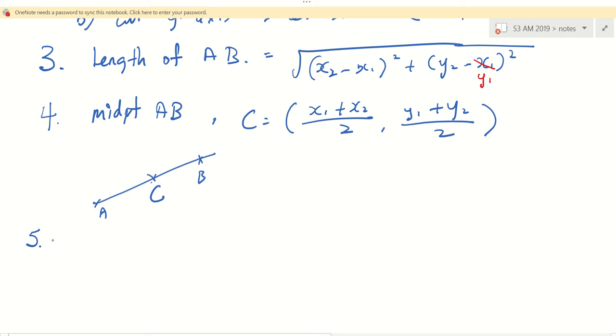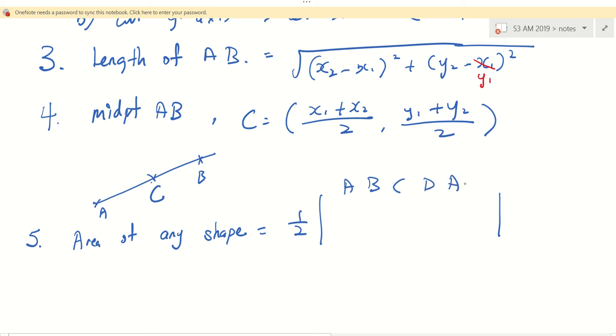Okay. Now number 5. Number 5 is area of any shape equals to half modulus A, B, C, D, A. Then is half downwards multiplied by upwards. So you can draw some downward arrow. You can draw some upward arrow.